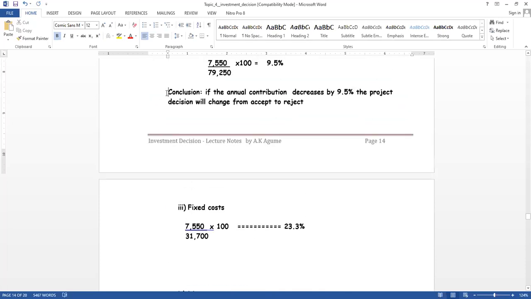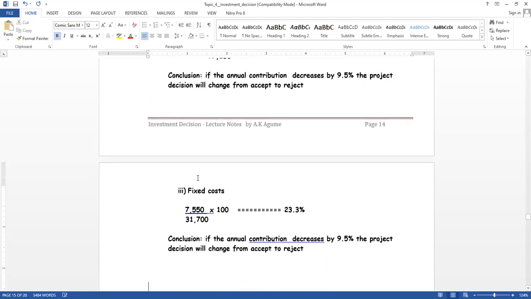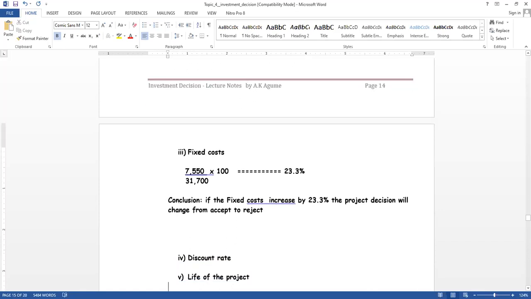Who can conclude? Can you conclude on this? What is your take? If the fixed costs increase by 23.3%, the project decision will change from accept to reject. So you can see that the fixed costs are not actually all that sensitive.